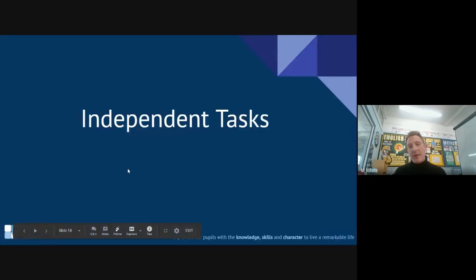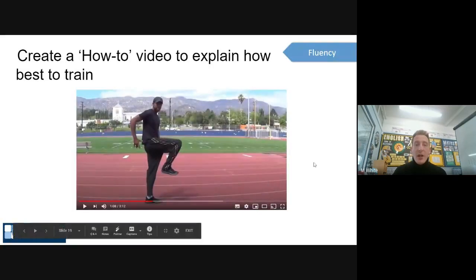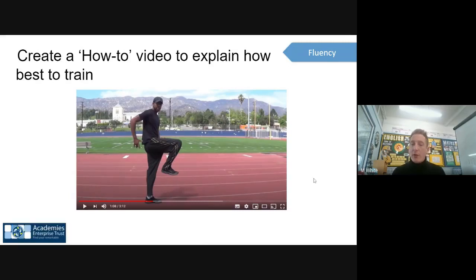So, onto your independent tasks. Now, remember, if you couldn't do the investigation at home, you can have a go at these independent tasks. And I do really like the first fluency one. I'll talk to you about that. So, again, we've got another video here about a gentleman showing you how to run correctly, or the correct form. So you might have seen that from the links I shared with you earlier on.